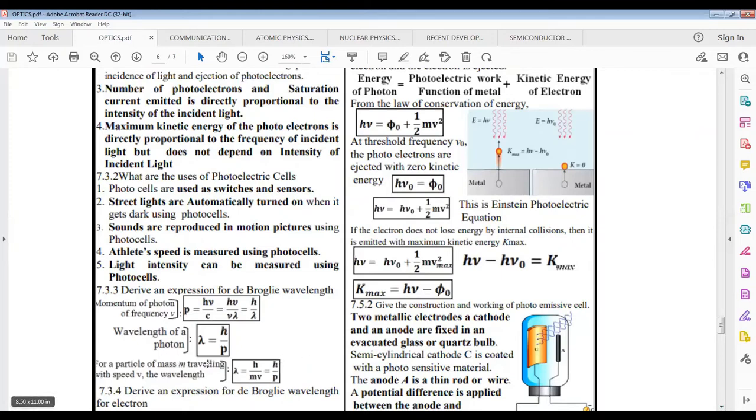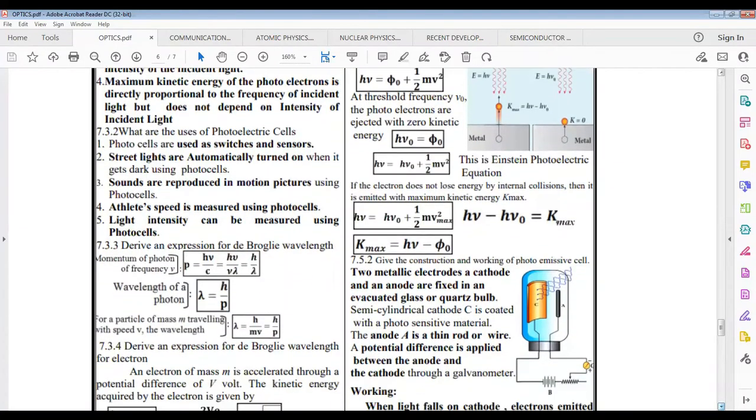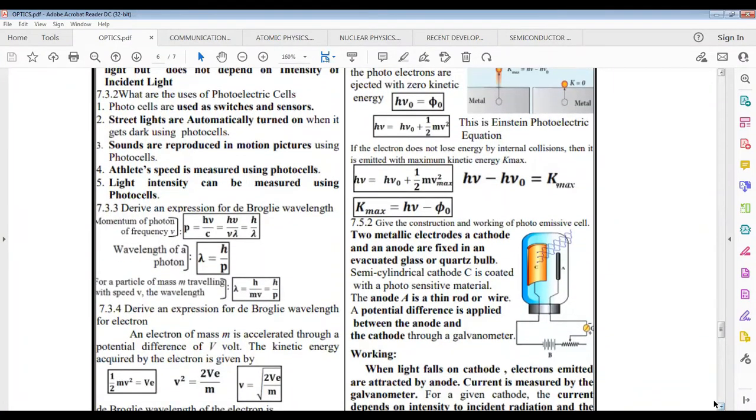For a particle of mass m traveling with a speed v, the wavelength lambda is given by h by mv or h by p. This h is Planck's constant. The another question is derive an expression for de Broglie wavelength of electron. So it is the same question. Take lambda is equal to h by mv, where h is Planck's constant, m is the mass of the electron, v is the velocity. This velocity is replaced by an expression.